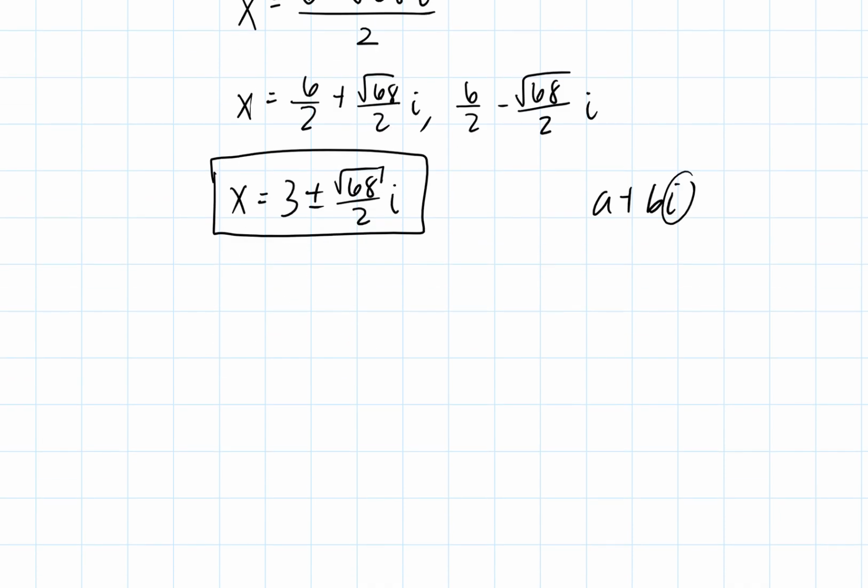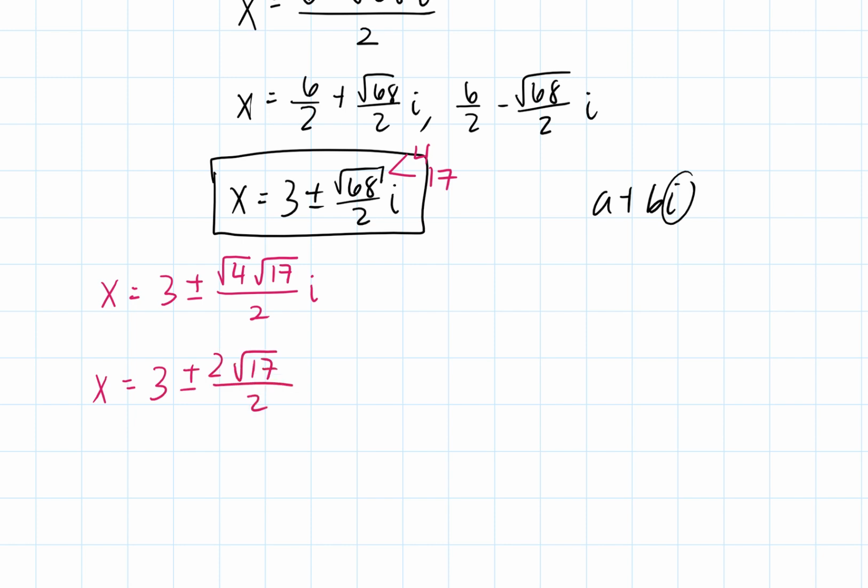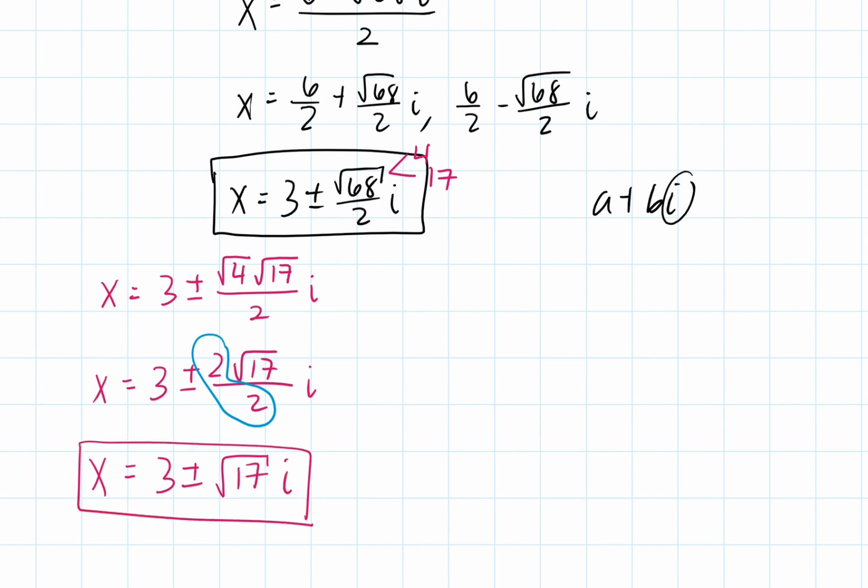Those of you that are practicing further reducing your roots will notice 68 is 4 times 17. So you can write x as 3 plus or minus the square root of 4 times the square root of 17, all over 2i. This is handy because 4 is a perfect square, and you can reduce the fraction outside of the root. 2 over 2 is just 1. So you get x is 3 plus or minus the square root of 17 times i. Make sure it's clear i is outside of that root.